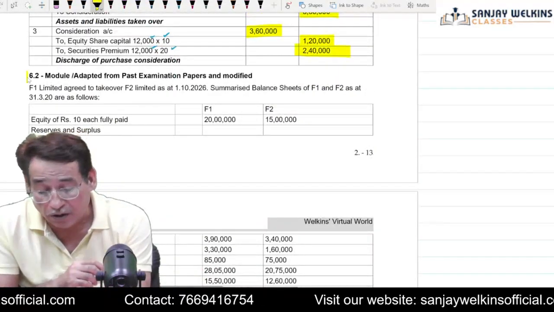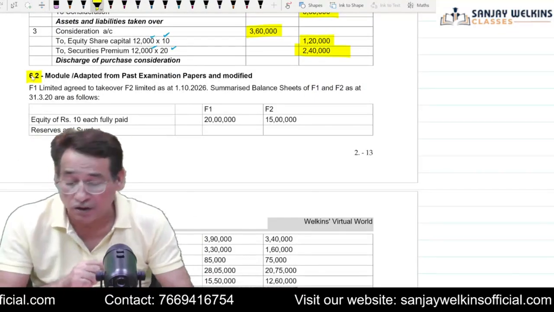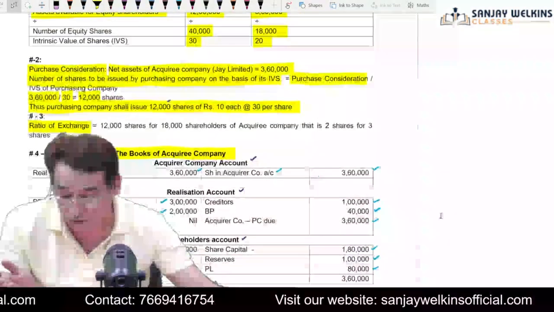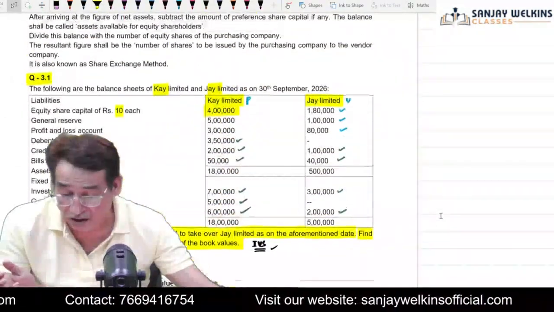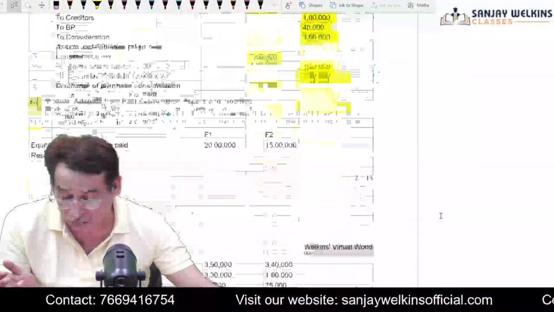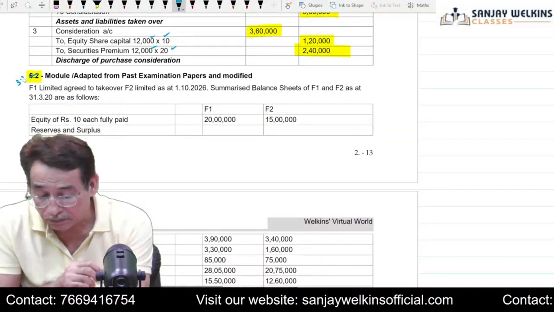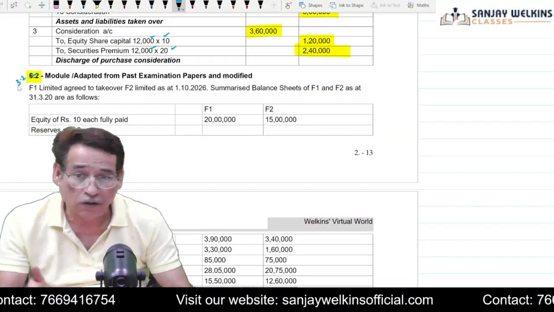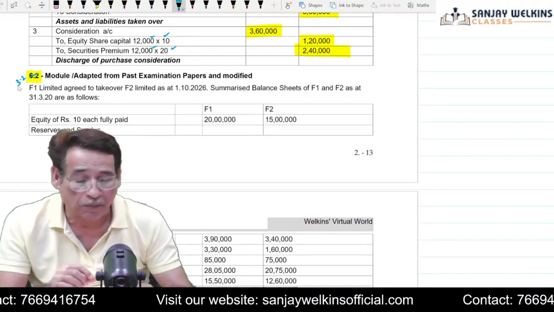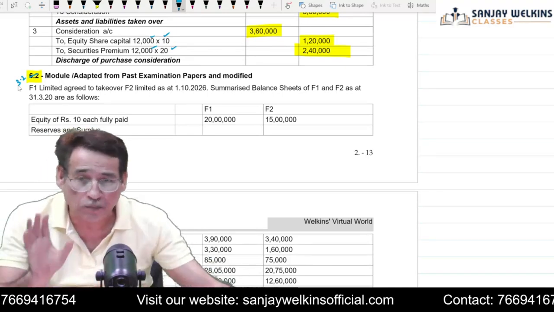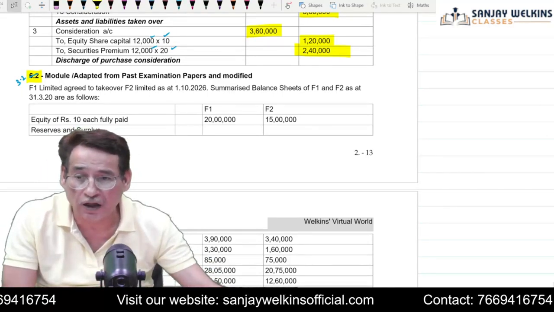Now we will come across the next question. This is not 6.2, numbering is 3.1, it is actually 3.2. Where I have written 6.2, make it 3.2. Now this question we have adopted from a past examination paper. So before we attempt this particular question, we'll take 5 minutes of break and then we will continue.